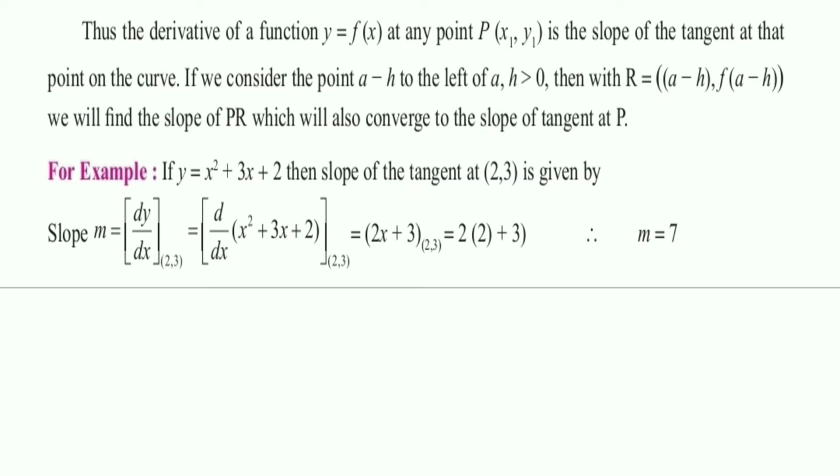If y equal to x square plus 3x plus 2, then the slope of the tangent at (2, 3) is given by slope m equals dy upon dx, which is equal to the derivative of x square plus 3x plus 2, which is equal to 2x plus 3. Now substitute the value of x as 2. Therefore, we get m equals 7.